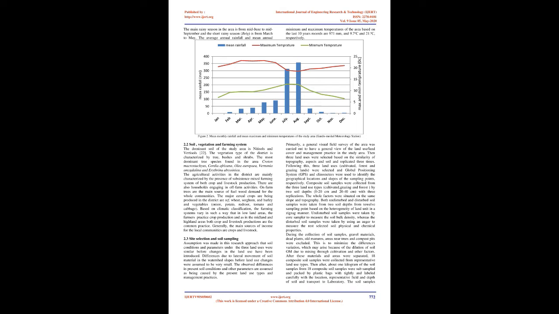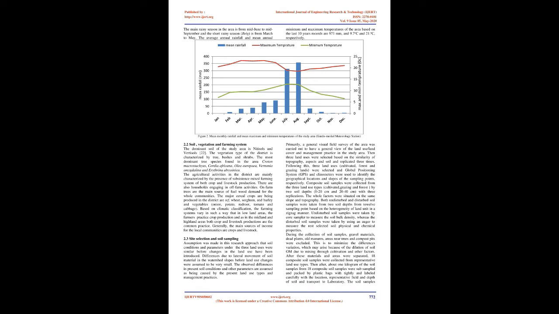Based on climatic classification, the farming systems vary in such a way that in lowland areas, the farmers practice crop production, and in the Midland and Highland areas both crop and livestock productions are the common practice. Generally, the main sources of income for the local communities are crops and livestock. 2.3 Site selection and soil sampling.